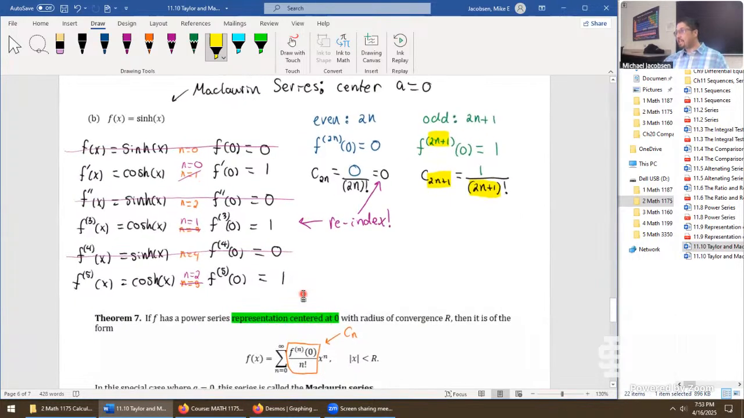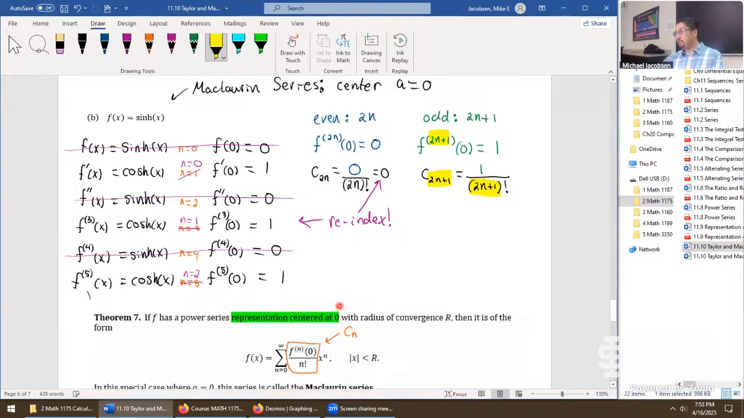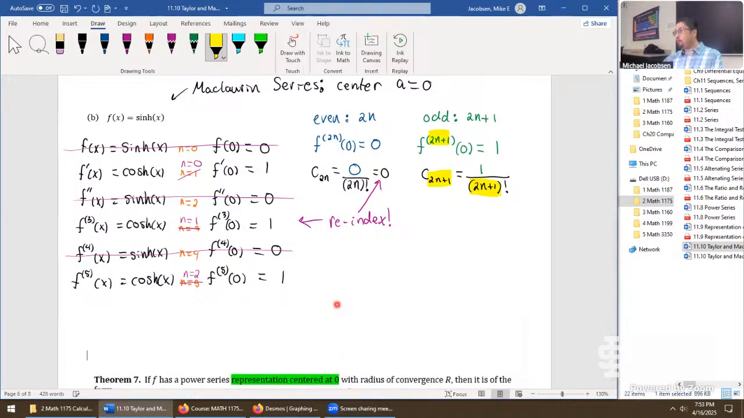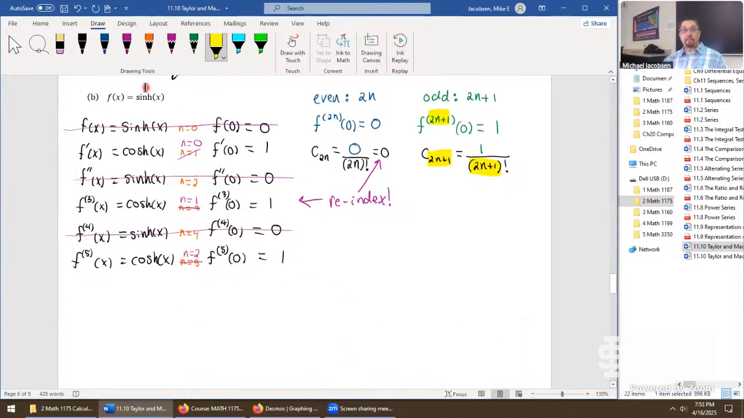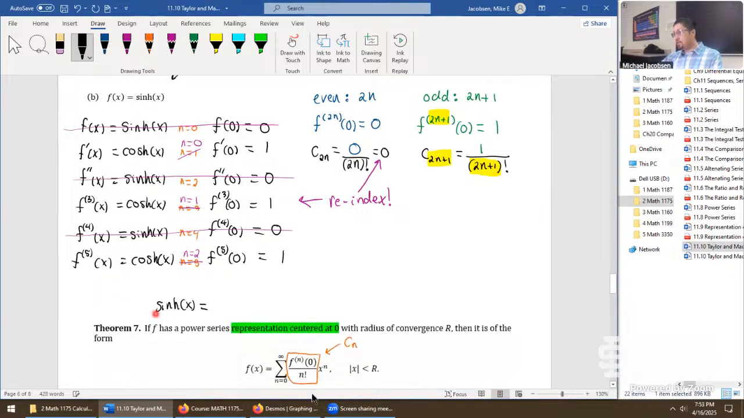Okay, here is the let's put it together step. Our whole goal is to write down something for hyperbolic sine of x. But now we have some really good information. Hyperbolic sine of x can be rewritten as pretty much that. We have all the information we need. In place of Cn, we're plugging this expression in.